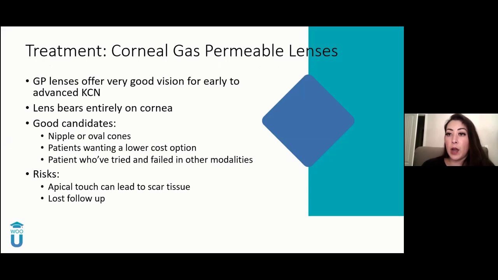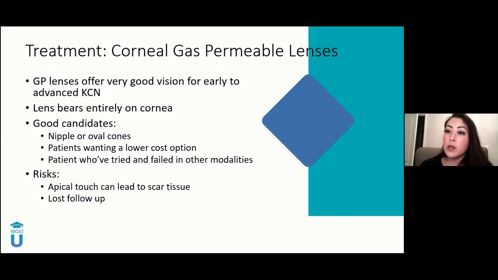Gas permeable lens options. I know a lot of people think that they're dead, but they definitely are not dead. Gas permeable lens options offer very good vision for early to very advanced cases of keratoconus. Something that we need to know is that the lens bears entirely on the cornea.